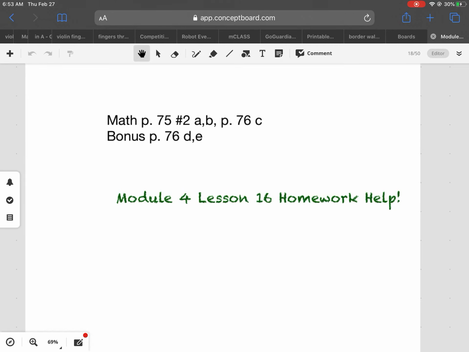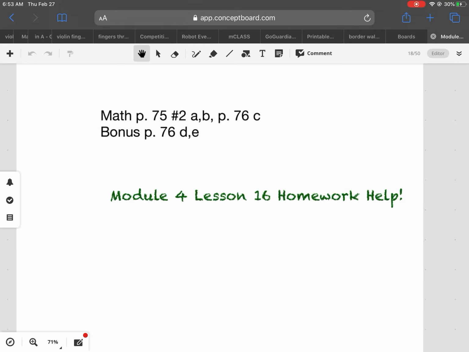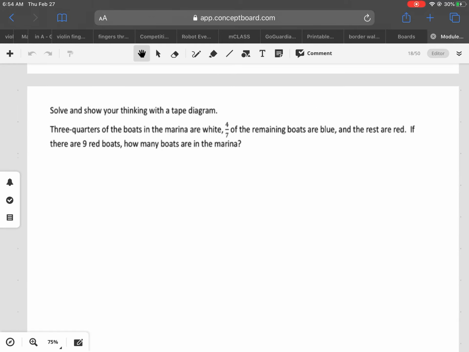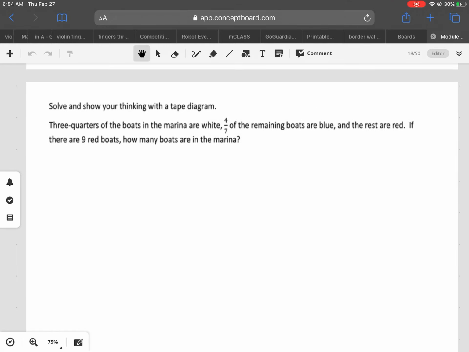Alright, this is Module 4, Lesson 16, Homework Help. Here's the homework. These are word problems, so we're going to look at some word problems, and I might help you set up at least one word problem.